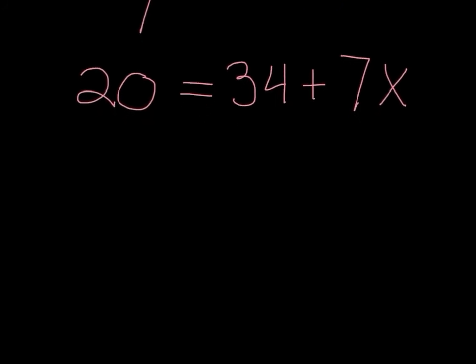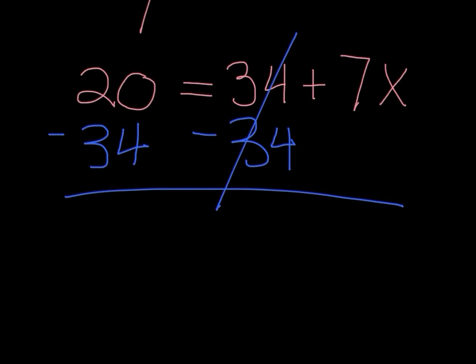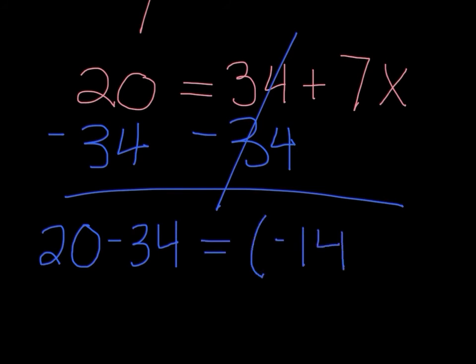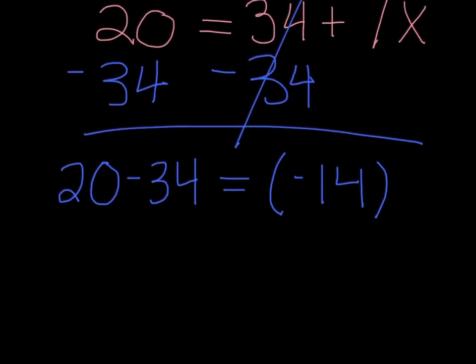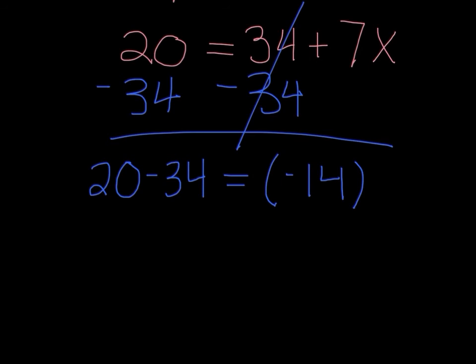The next step in this equation would be to get this 34 away from my variable, because getting back to the basics, the goal is always to isolate the variable. So I'm going to subtract 34 from both sides of the equation. Here, the 34's cancel out. And then on the left side, we have 20 minus 34, which equals, I'm going to write parentheses, negative 14. Okay? So I'm going to rewrite my entire equation just to make sure everyone is entirely clear about my thinking. So I have negative 14 equals 7x.